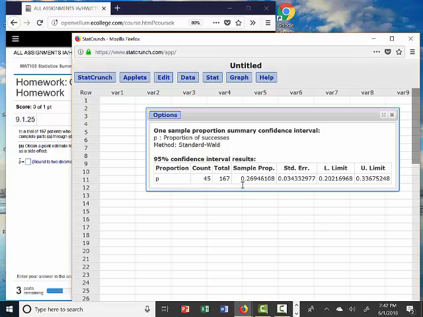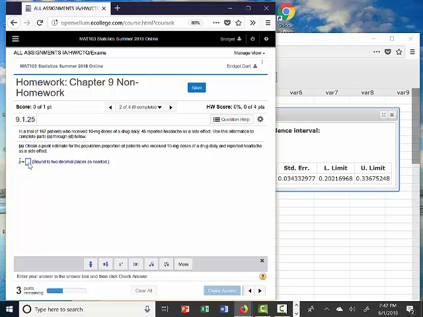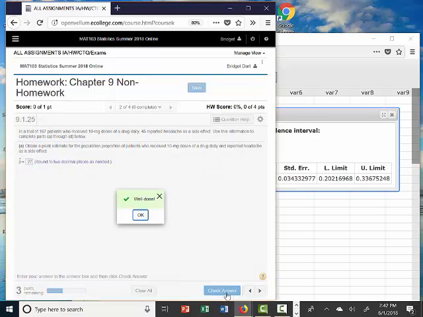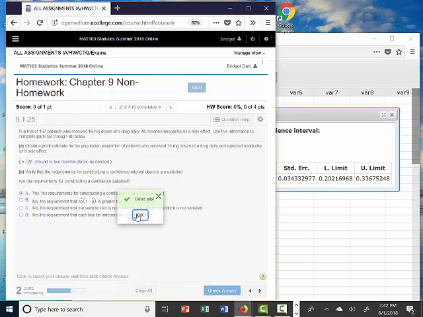So right now, to answer part A, I just need the sample proportion rounded to 2 decimal places, so that's going to be 0.27. So I'm just going to flash back here and put that in. Then I'm going to assume the answer here is yes. Let's get on with it.